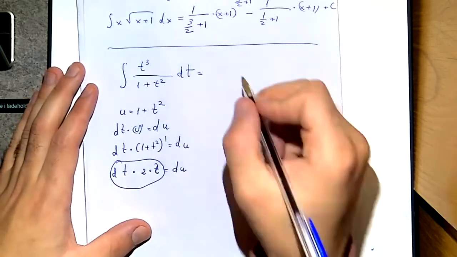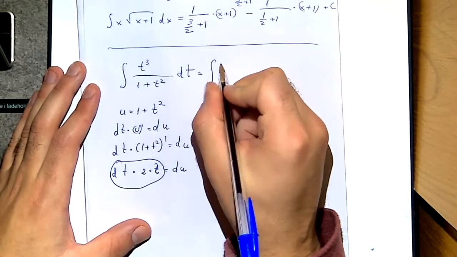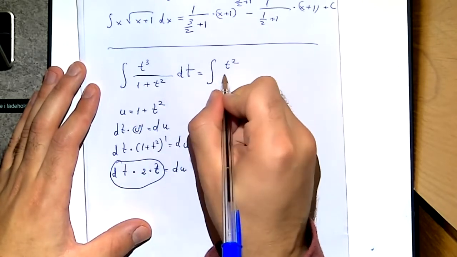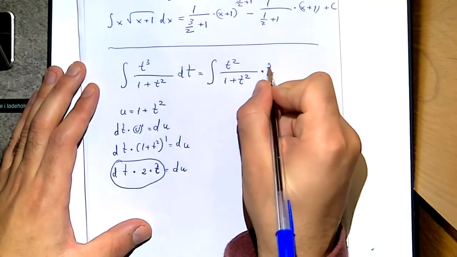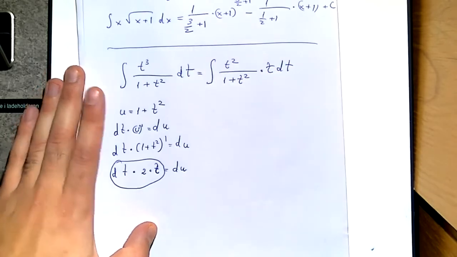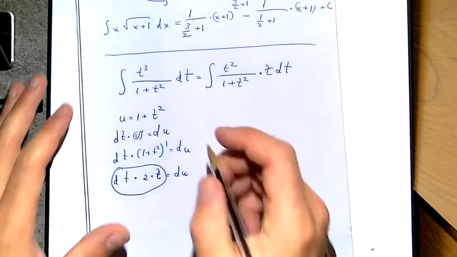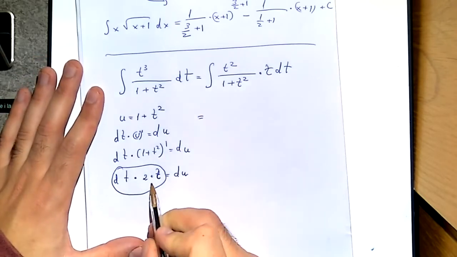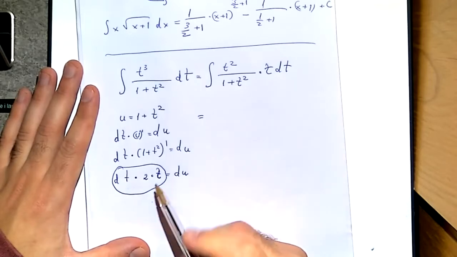Well, can I just write something like this? This is just the integral of t squared over 1 plus t squared, multiplied by t, dt. I just took a t out of the t squared. Now let's do one more step. So I got my t dt. This is why I multiplied it. Now I need a 2.